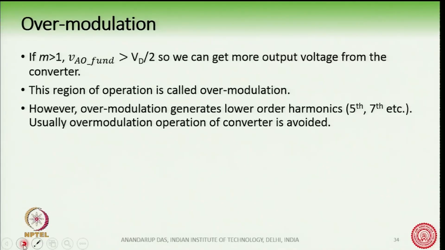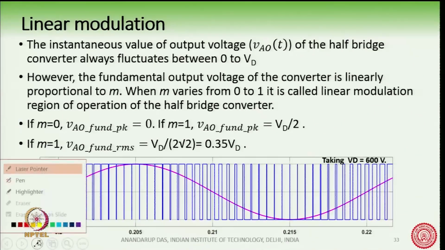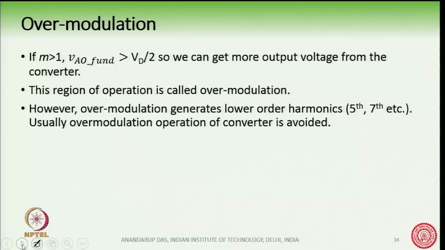What will happen if m goes beyond 1, which means that the AC voltage here is more than 1, is something like this. What will happen if m is more than 1? If m is more than 1, then the fundamental voltage output from VAO is more than Vd by 2. So, we get more output voltage.